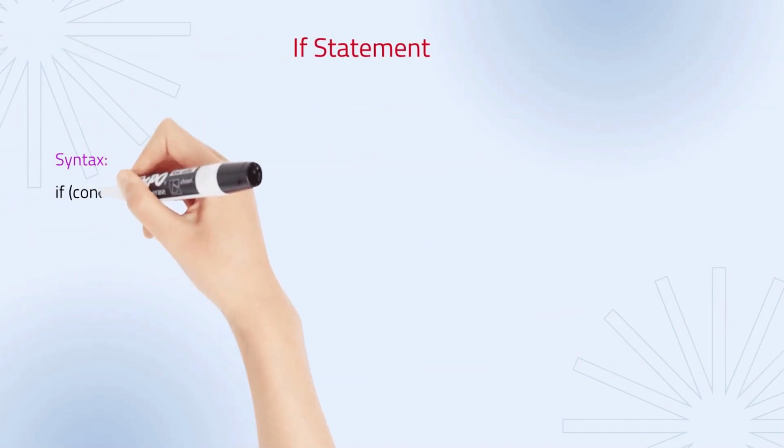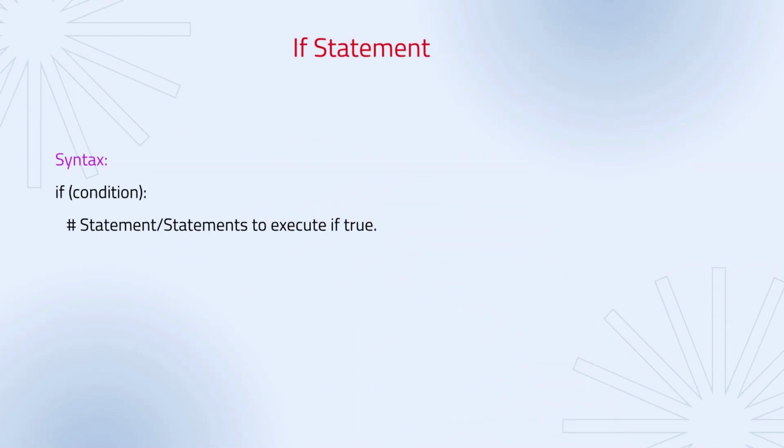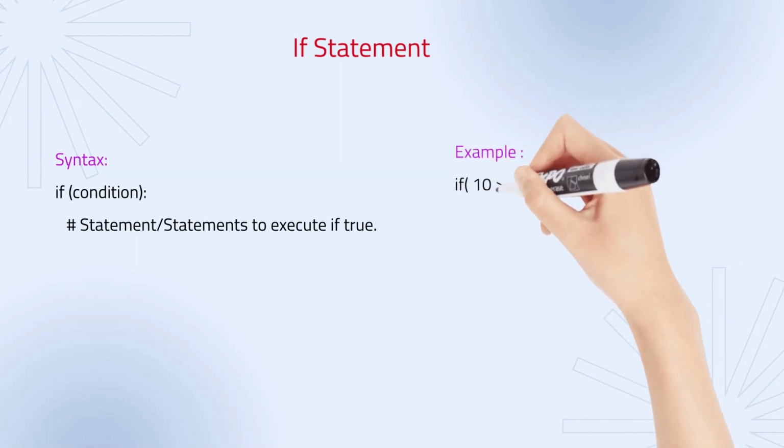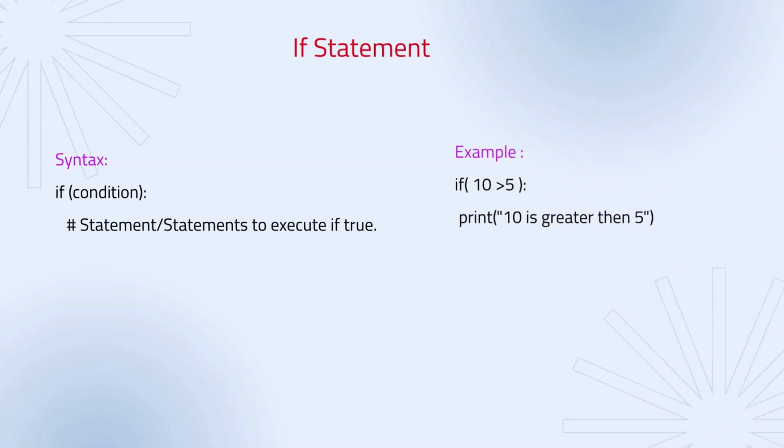The syntax for the if statement is if with the condition in braces, and then the set of statements to be executed when the if statement is evaluated to be true. For example, if 10 is greater than 5, then print the output as 10 is greater than 5. When the if condition evaluates to be false, the print statement will be bypassed.